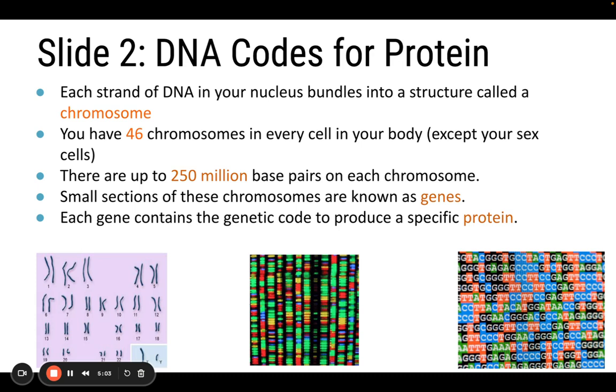You have 46 chromosomes in every cell in your body, with the exception of reproductive cells, which have half the number of chromosomes. In every single strand of DNA, there are up to 250 million base pairs in very small sections of these chromosomes that code for different genes. Remember, genes are going to be the traits that you inherit from your parents. Each gene contains genetic code to produce one specific protein. So during transcription, one small segment for one particular gene gets transcribed and then later translated into a protein.